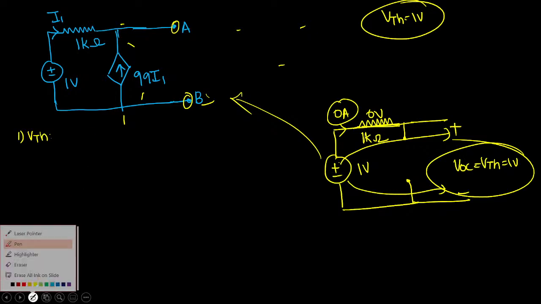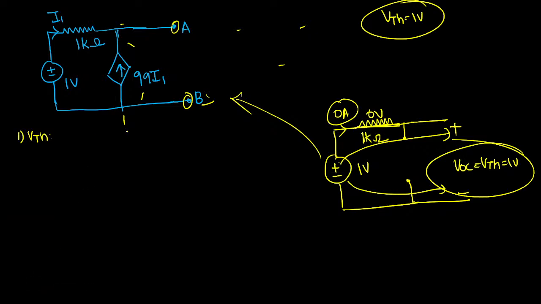Fine, sir. Sir, how to calculate RTH? Step number 1, identify the load terminal. Step number 2, remove the load from the load terminal. These two things are already done by the question taker. They have already removed the load. Step number 3, deactivate all independent sources.